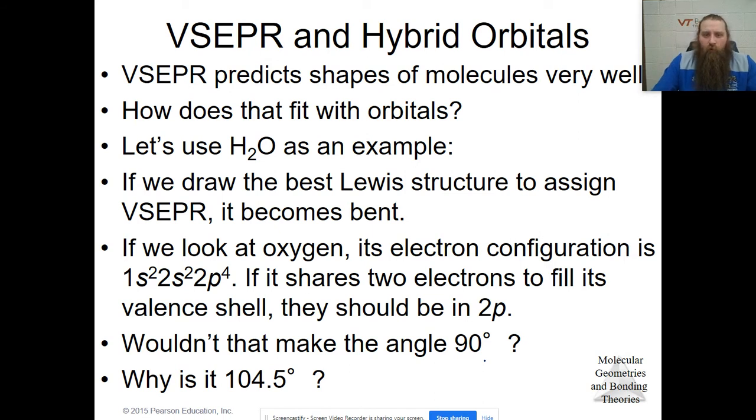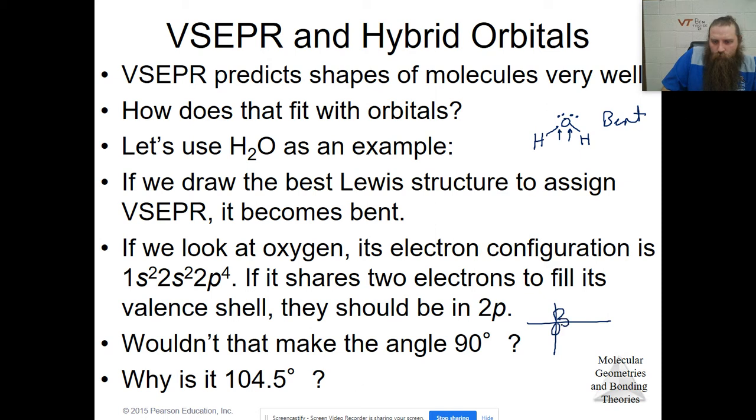Now, VSEPR is great and all, but let's look at how that lines up with reality and our understanding of orbitals, right? So we're going to look at H2O. So let's draw H2O. I've got a hydrogen, an oxygen, an H, right? There we go. So we know that this is a bent molecule. We know that oxygen has 2s2 and 2p4. So when it gets this electron right here and that electron right there, we would expect that to be in the 2p orbital. And we know the p orbitals are at 90 degrees on the axis, right?